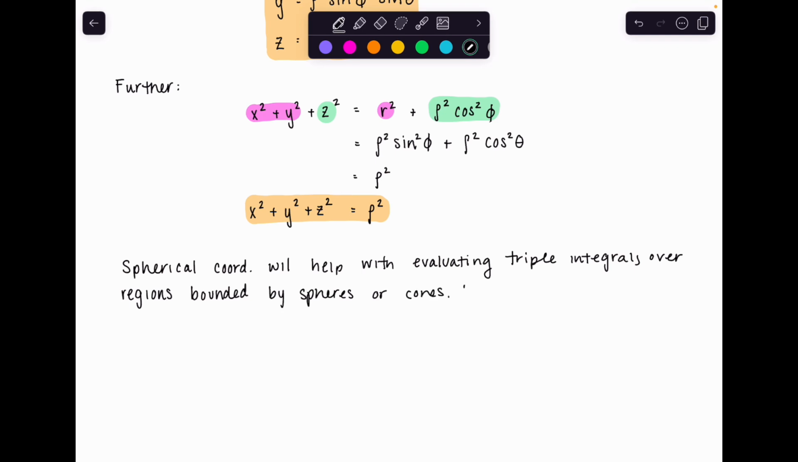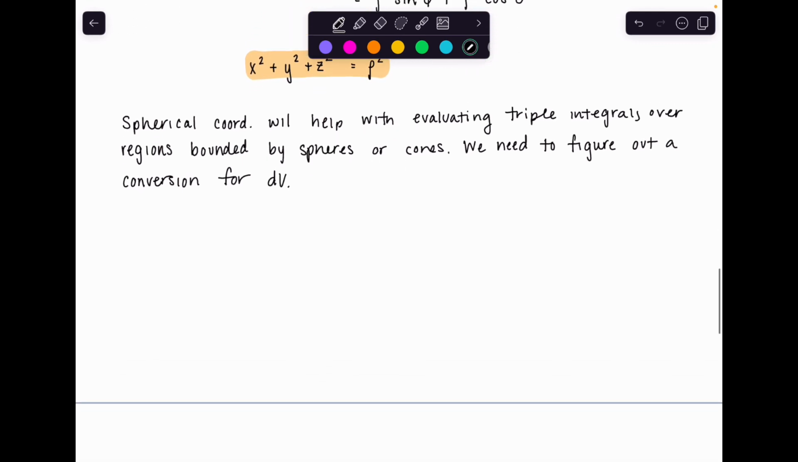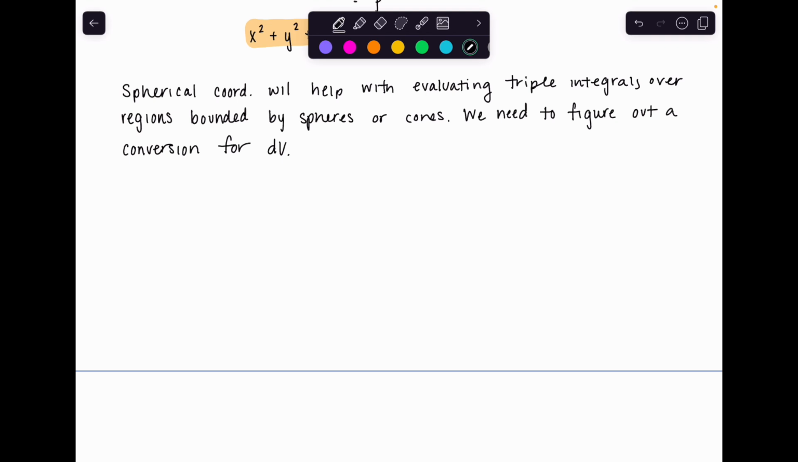So what we need still is we need to figure out a conversion for dV. So I'm not going to go into as nitty-gritty details of this, but basically we're going to look at a spherical wedge and we're going to approximate its volume basically using like area of a rectangle, but kind of by arc length instead. So let's figure out what that looks like.